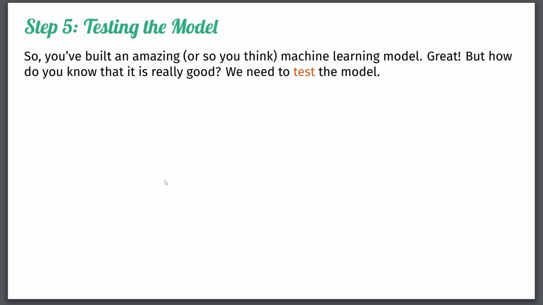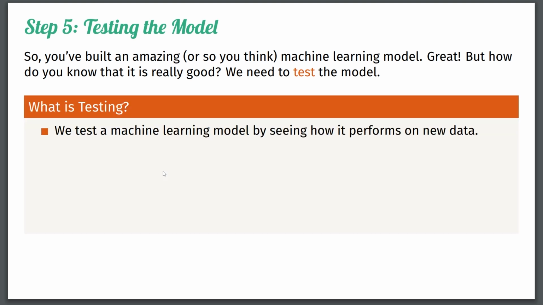Secondly, we have testing the model. So you've built this amazing machine learning model, or at least so you think. That's great, but how do you really know that it's good? So we need a way to test the model. What is testing? So we test a machine learning model by seeing how it performs on new data. So after the model has learned essentially the connections between the data, we need to see how well it performs on completely new data that it has never seen before. In the case of the handwritten number example, for instance, I'll just write a new number on paper, show it to the algorithm and ask it which number is this and see how well it performs.